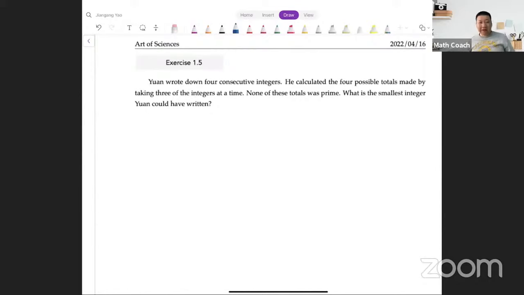Okay, so 84, go ahead. Yes, your answer is correct. The answer is 7. So it is 7, 8, 9, 10, right? So in this case, what is the smallest? So this is the correct answer.